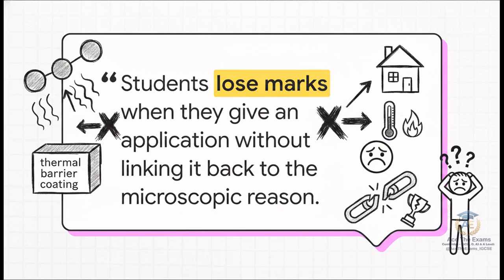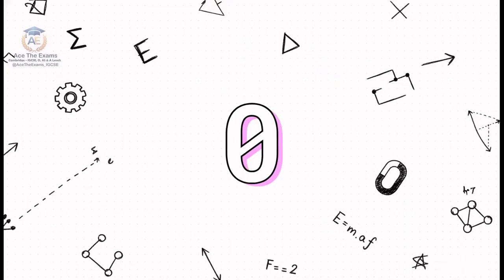The examiner's own reports explicitly state this. Students lose marks when they give an application without linking it back to the underlying microscopic reason. So if you just state to an examiner, "Oh, this principle is used in thermal barrier coatings," but you completely failed to mention how the restricted atomic vibrations actually limit the thermal conductivity, you lose the marks. A totally disconnected application destroys the credibility of your entire answer simply because you haven't shown them that vital cause and effect relationship. And if you skipped that scientific reasoning, this is exactly what you get.